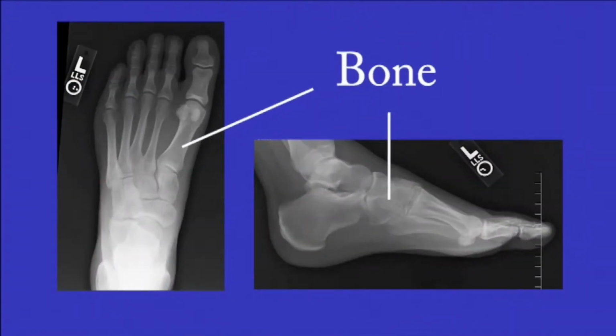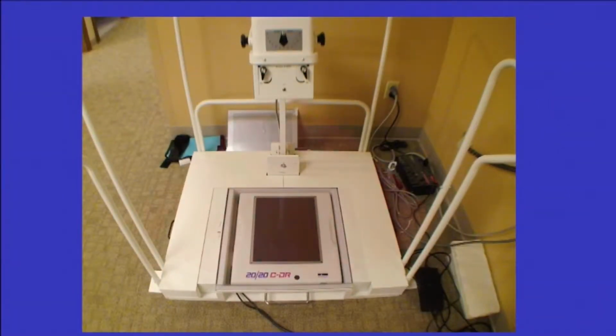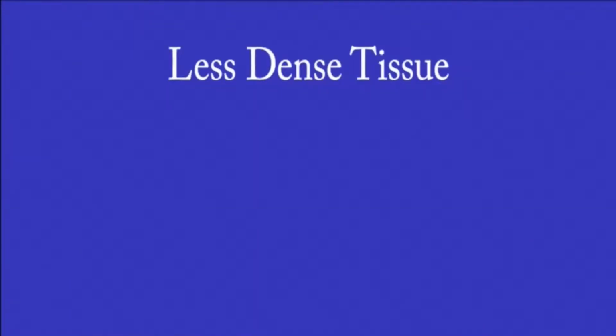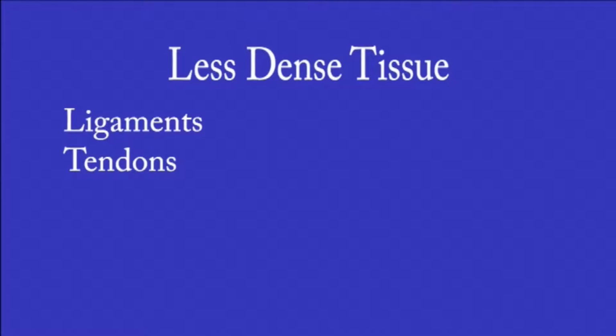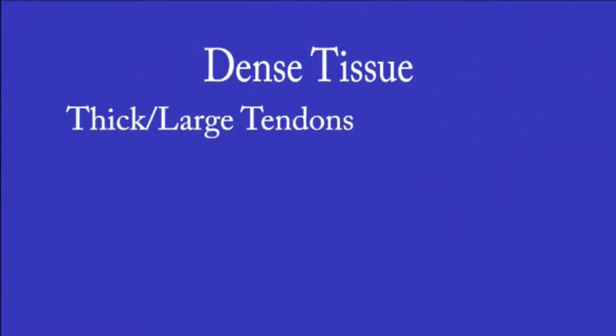The purpose of taking an X-ray is to be able to visualize any inconsistency in the bony structures of the body. The X-ray machine will emit a beam of radiation to the body part of interest. The less dense tissues of the body, such as ligaments, tendons, and any other soft tissue, will allow the radiation to pass through and strike the plate behind it. The denser structures, like very thick tendons and bone, will absorb more of the radiation, thus allowing less of the radiation to reach the plate.